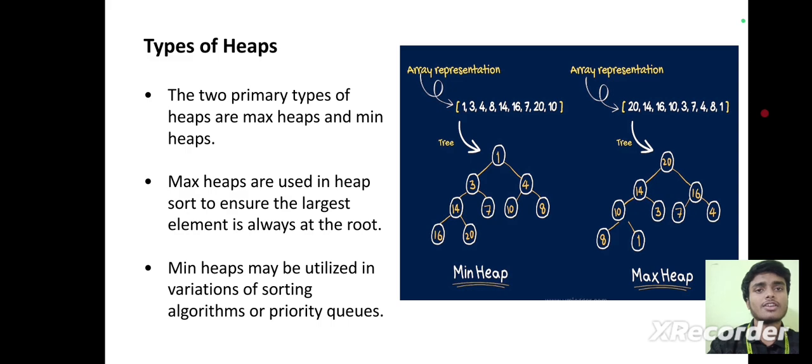Types of heaps. The two primary types of heaps are max heaps and min heaps. Max heaps are used in heap sort to ensure the largest element is always at the root. Min heaps may be utilized in variations of sorting algorithms or priority queues. This figure shows the array representation of min heap and max heap. Here, in the min heap, the parent node is less than all the remaining elements. Here, in the max heap, the parent node is maximum among all the nodes.